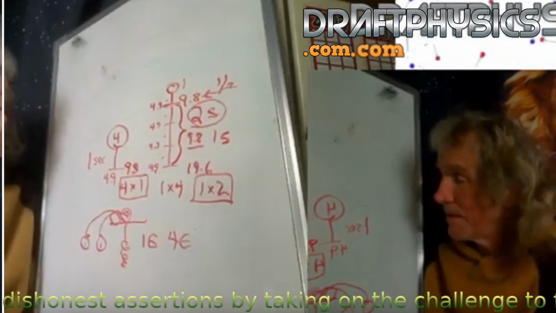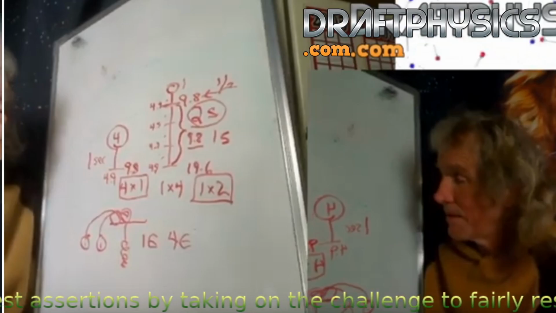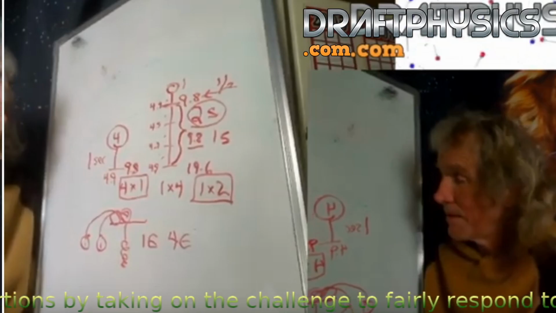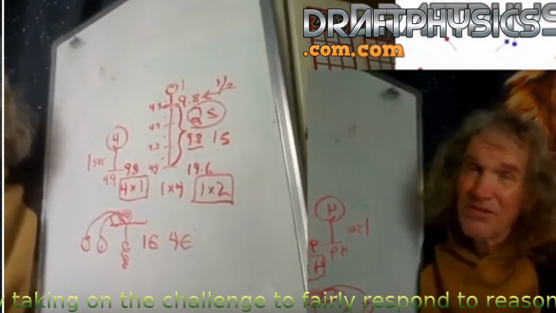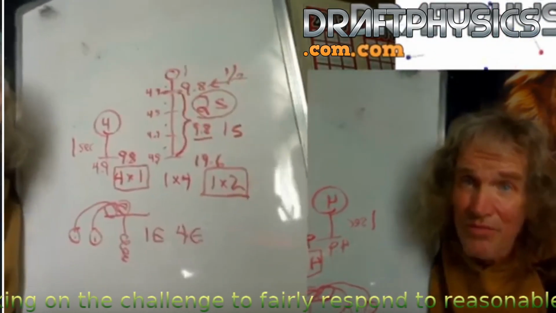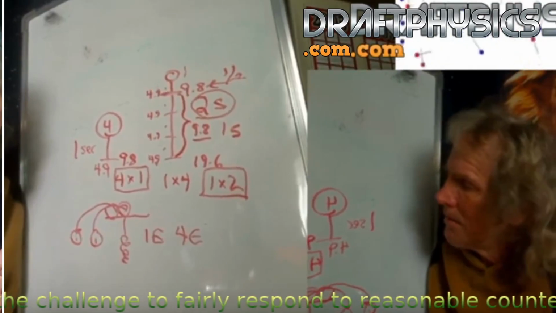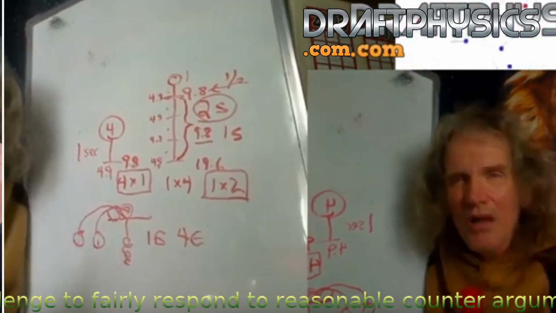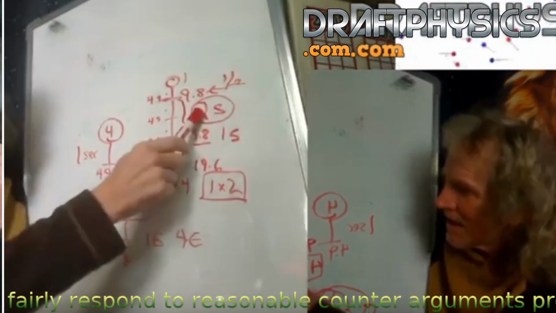2 pounds is twice as heavy as 1 pound. It's twice the amount of work that can be done with that much weight. You can't do 4 times the work. It's just silly. It's just stupid. It's moronic. It's unreasonable.